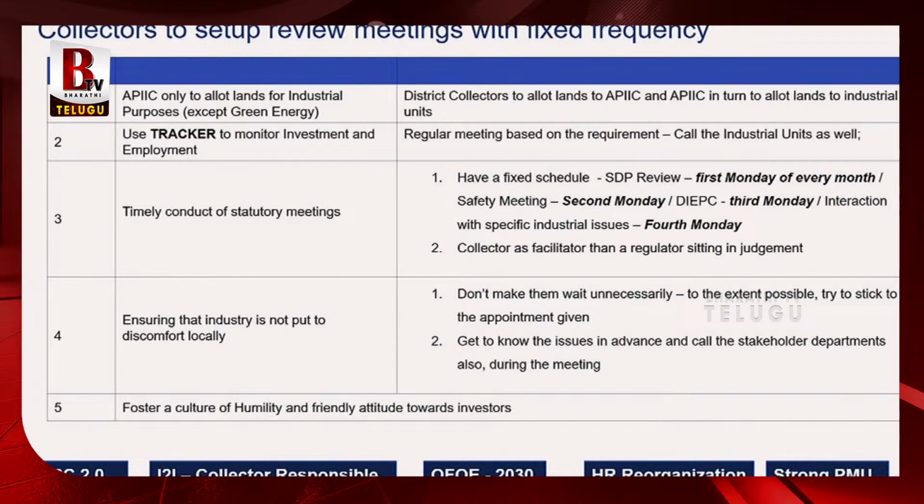Conduct your meetings regularly. What I suggest is: first Monday SDP, because everyone should be there. Second Monday is for the safety meeting. Third Monday is for DAPC. And fourth Monday is for any other industry, so that you are available in the headquarters. People also know that this is the schedule. You will be able to do it.